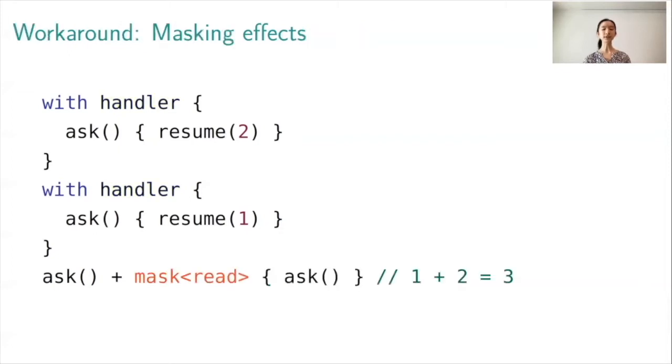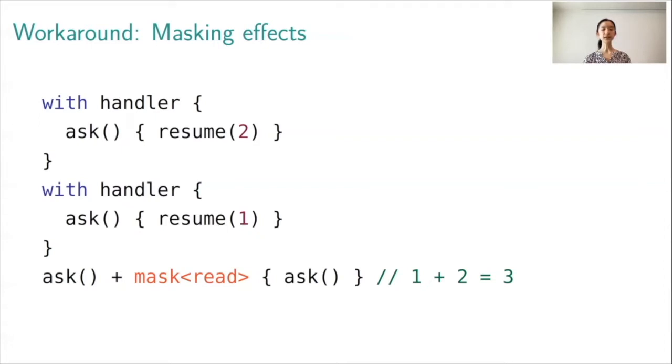One possible workaround is to use masking. For instance, if we mask the effect of the second ask operation, we can skip the inner handler and obtain the expected result. This technique is available in several effect handler languages, such as Frank and Koka. However, programming with masking is cumbersome and non-scalable because it requires us to know what handlers are surrounding each computation. In some sense, it is like programming with the wrong indices, which we certainly don't want to do.